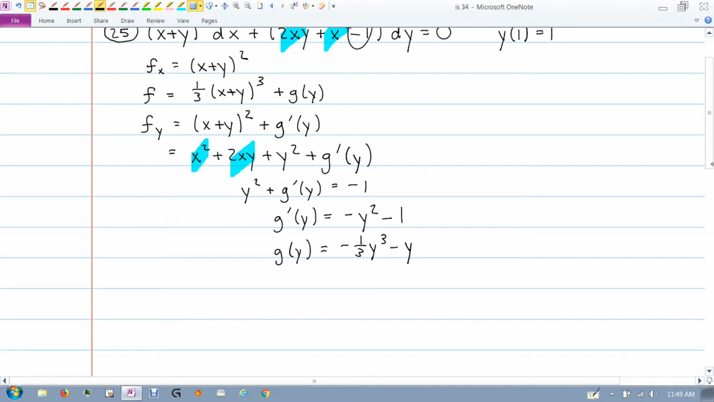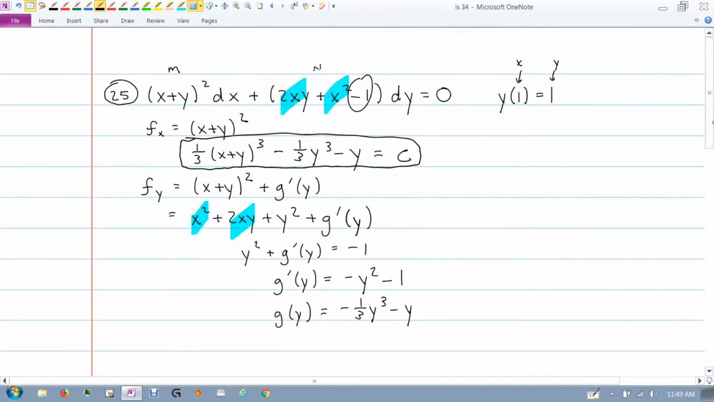So that means our equation up here, I can erase this, that would be replaced with -1/3 y cubed minus y. That must equal some constant, right? So that would be our general solution, which will give us a family of curves. But now we need to nail down what that c is.